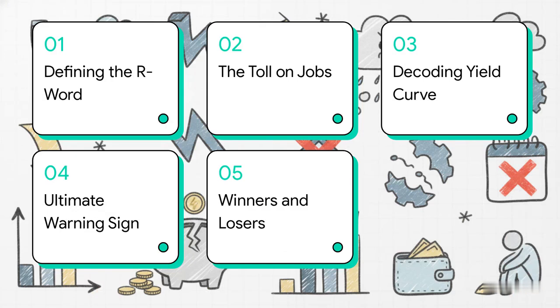Here's our roadmap for today. 1. Defining the R word. 2. The toll on jobs. 3. Decoding the yield curve. 4. The ultimate warning sign. And 5. Winners and losers. Let's get right into it.